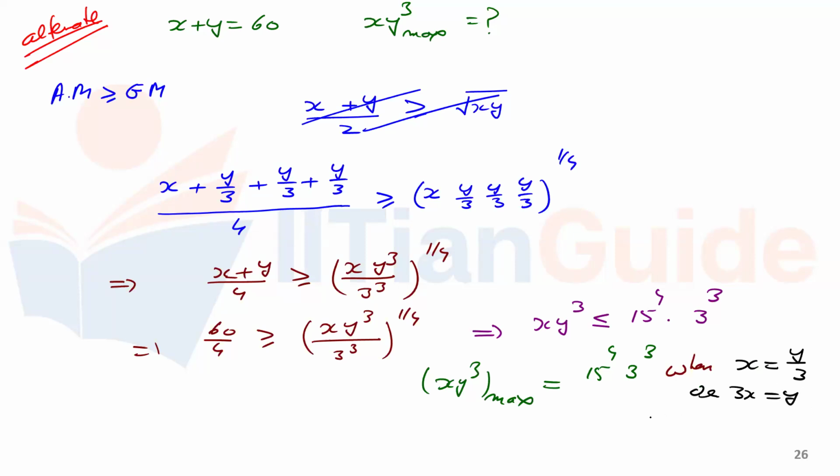But we know we are given x plus y is equal to 60. This is my first equation, this is the second equation. If I solve them, I'm getting x to be 15 and y to be 45. Got it? Did you follow?